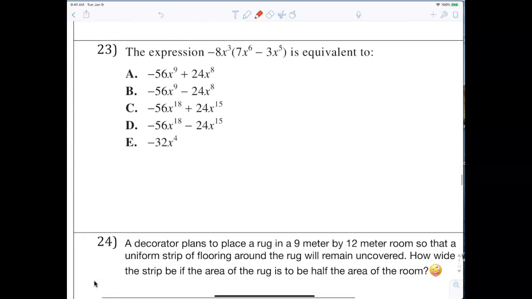Okay, on 23, I don't think this should be that big of an issue either. Anybody have any questions with 23?